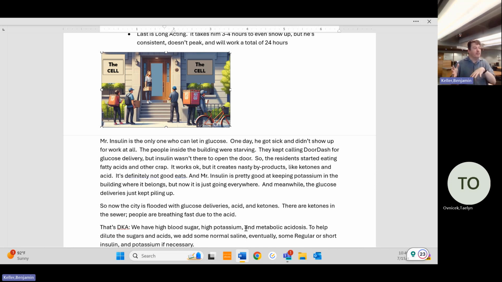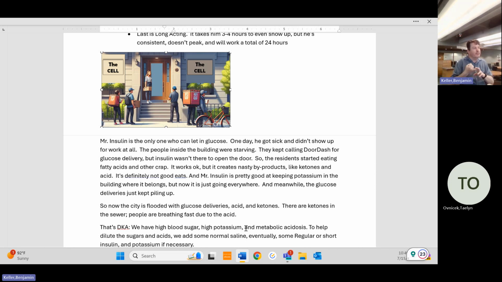And so Mr. Insulin is pretty good at keeping potassium in the building where it belongs, but now it's just going everywhere. It's no longer in the cell. It's just going all over the street, in the bloodstream, everywhere. And meanwhile, the glucose deliveries keep backing up into the bloodstream and into the street. And so let's unpack that.